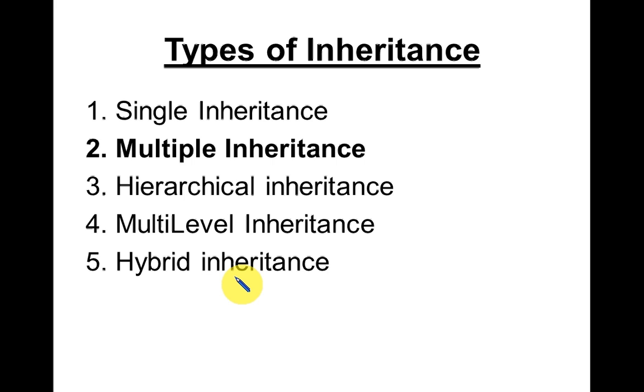So what are all the types of inheritance available in Java? Like C++, in Java also there are 5 types of inheritance, namely single inheritance, multiple inheritance, hierarchical inheritance, multi-level inheritance and hybrid inheritance. Based on the number of superclasses and subclasses, we can classify the types of inheritance.